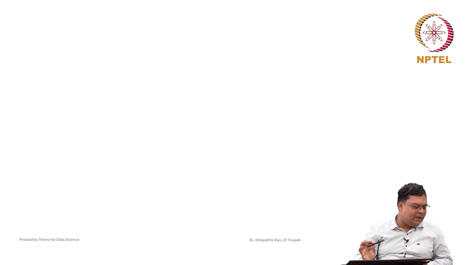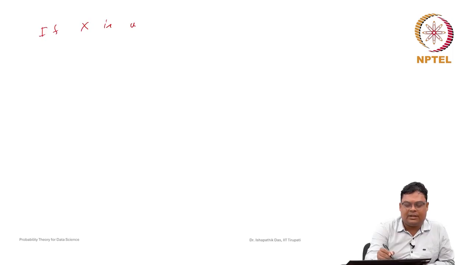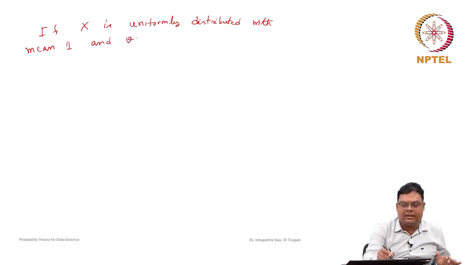Suppose X is uniformly distributed with mean 1 and variance 4 by 3. Find the probability of X less than 0.